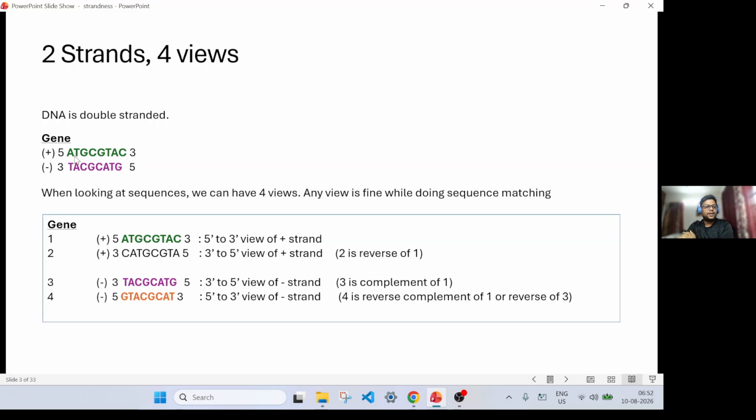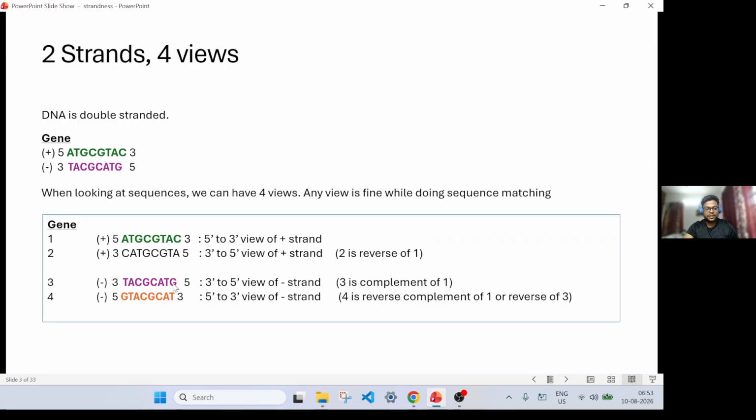For example, let's take an example: ATGC, GT. This goes from 5' to 3'. The complementary strand will be, opposite of A is T, G to C, like that. So we have two strands, but the same two strands you can view in four different ways. This is the plus strand, the same green one you see, which goes from 5' to 3'. And if you just reverse it, it's not the reverse complement, you have to just reverse it. That means C goes here, then A, T, G, C, just reverse order. That means the same strand, but now you are looking in the 3' to 5' direction. So that's the 3' to 5' view of the same positive strand.